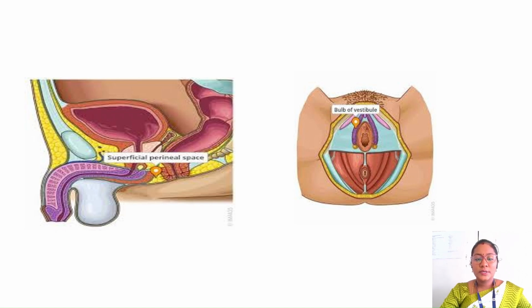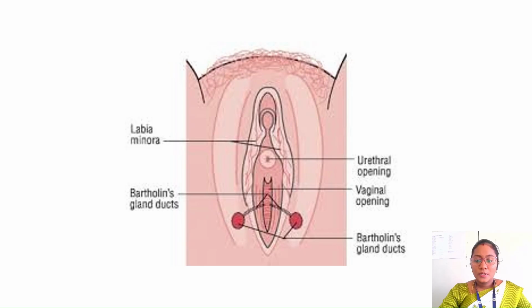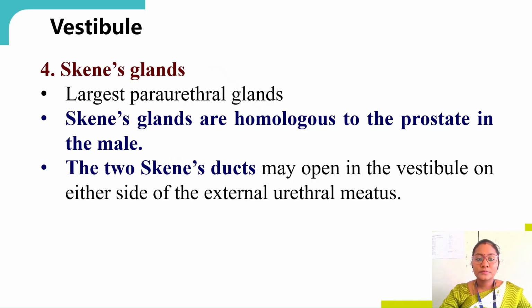See the image. This is the bulb of vestibule. These 2 openings also come under the openings of the vestibule. This will be clear: the Bartholin glands and then the Bartholin gland duct.